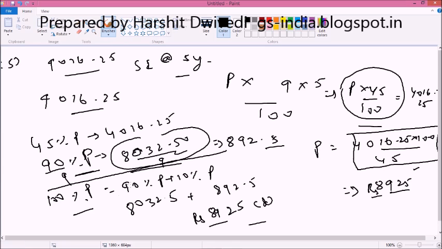We have to calculate 100%. So 100% will be equal to 90% plus 10%. The 90% value you know as 8,032.5. For calculating 10%, you divide this 90% by 9, so it becomes 10%. On the RHS, that is the right hand side, 8,032.5, you divide this also by 9, you get 892.5. This is 10%, and when you add this 10% of the principal to 90% of the principal, you get 8,925 as the final answer. I hope this is making sense to you.